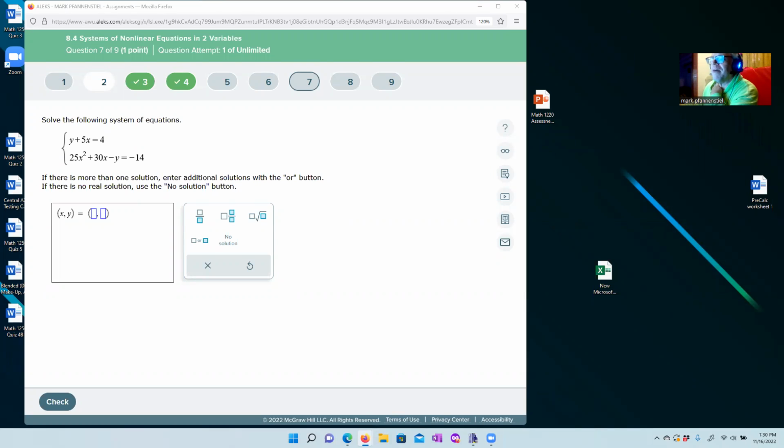So we are going to talk about systems of equations here, and these are nonlinear equations. One of them is linear. So what the system looks like to me is we have some sort of a line, and then we have some sort of a parabola here. Okay, so that's how we do that one.